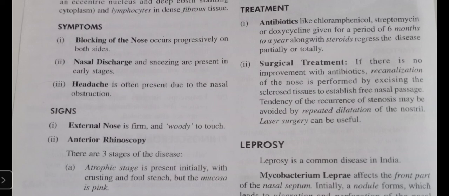Then when you do anterior rhinoscopy, when you examine the nose with a rhinoscope from the anterior side, from anterior nares, there will be three stages of disease. First stage is atrophic stage. In atrophic stage, there will be crusting, then foul smell from the nose, and the mucosa is pink. Okay. Then second stage is nodular stage, where there is a bluish red, non-ulcerative mass of rubbery consistency.